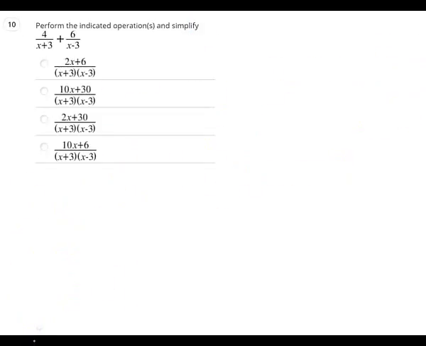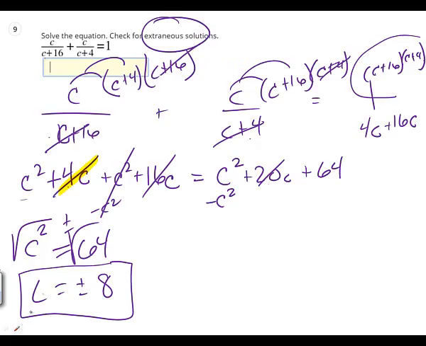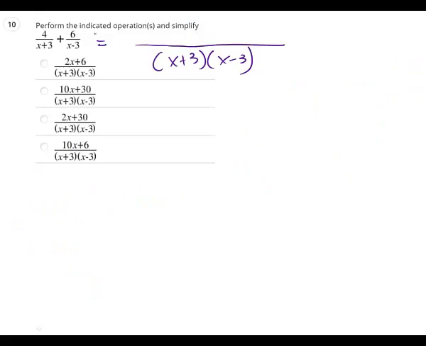Okay. 10. Perform the indicated operation. We do have different denominators, right? So both of them are going to get written down for our LCD. So x plus 3, x minus 3. And remember, this one is different than this one because this one had an equal sign and this one does not. This one is just an expression. And also, look at your denominators in the answers. Aren't they all the same? Yeah. Okay. So what's missing from this denominator that's in the common denominator?